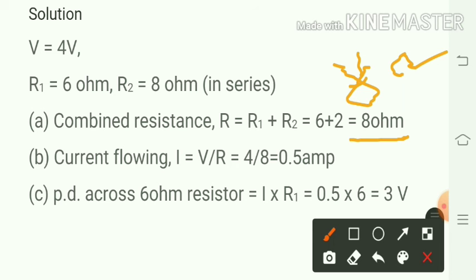The current flowing can be calculated by Ohm's law. I is equal to V by R, as V value is 4 volt, R is 8 ohm, that is 0.5 ampere. Now the potential difference across the 6 ohm resistor can be calculated as I into R1. Electric current is 0.5, R1 value is 6 ohm, therefore 0.5 into 6 becomes equal to 3 volt.